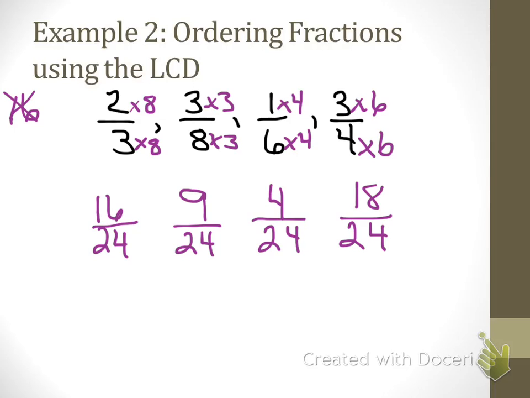4 over 24. Now, in your answer, though, you need to write it in its original format. So 4 over 24 is the smallest, and you would write it as what? 1/6. What's the next smallest fraction? What's the next smallest one? 9 over 24, which in its original form is what? 3/8. What's the next smallest fraction? 16 over 24, which is 2/3.